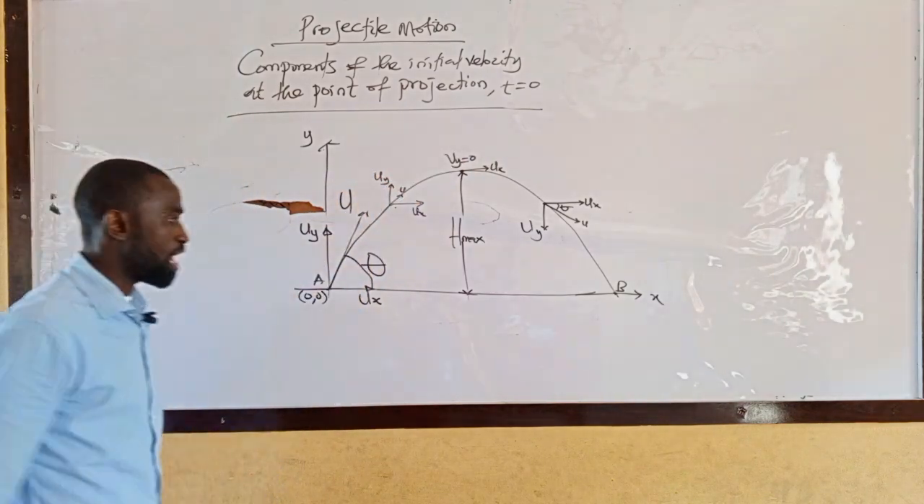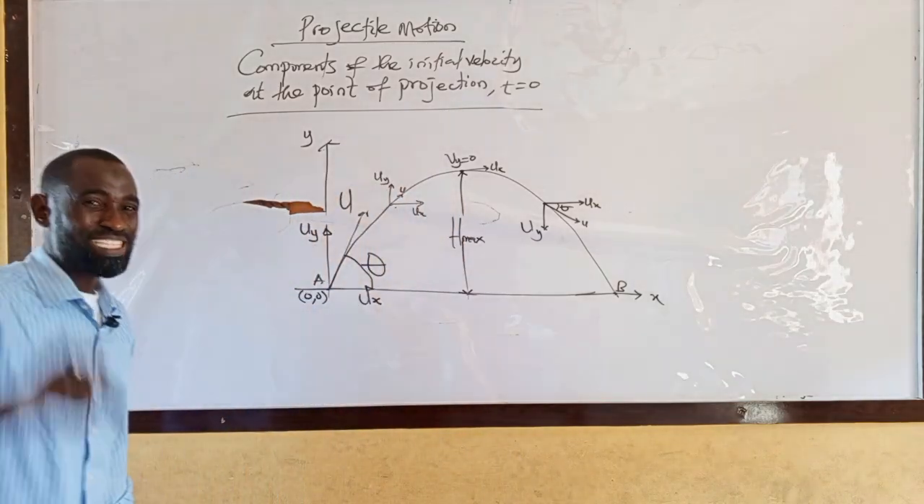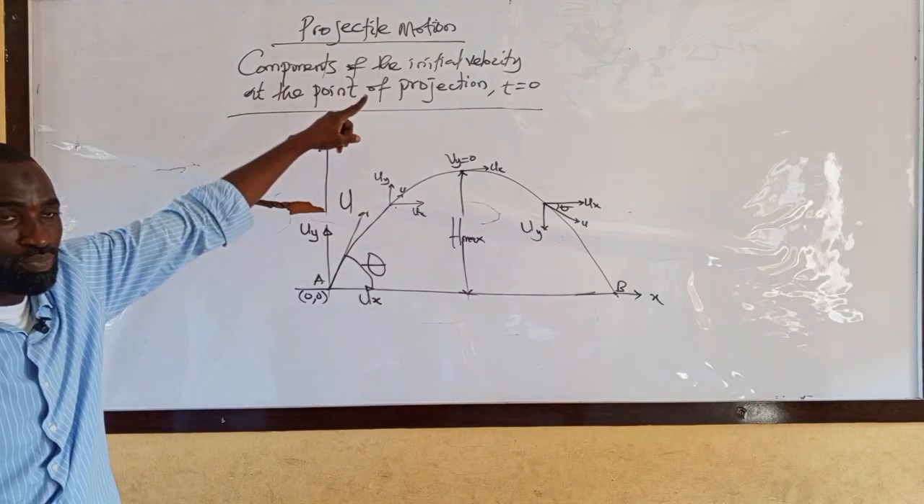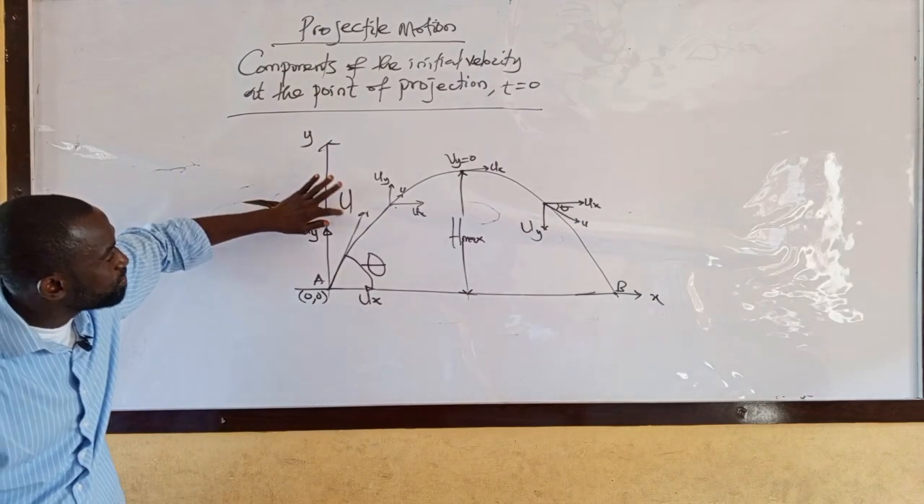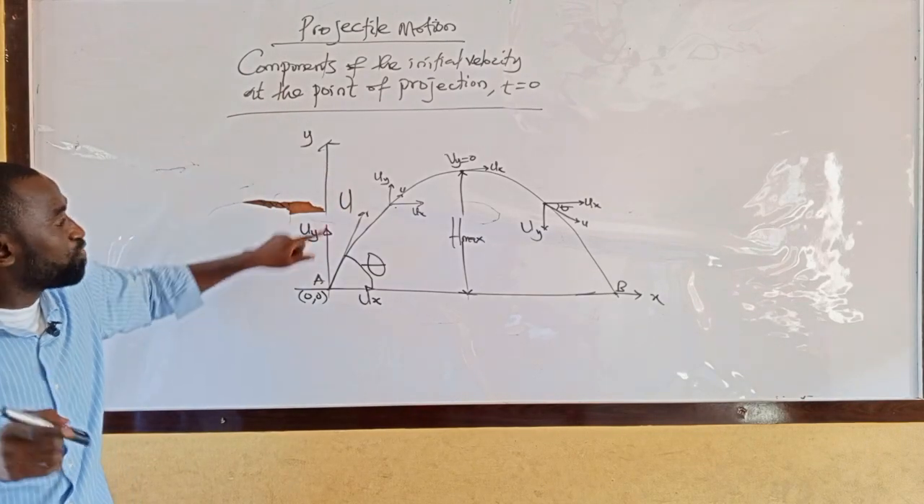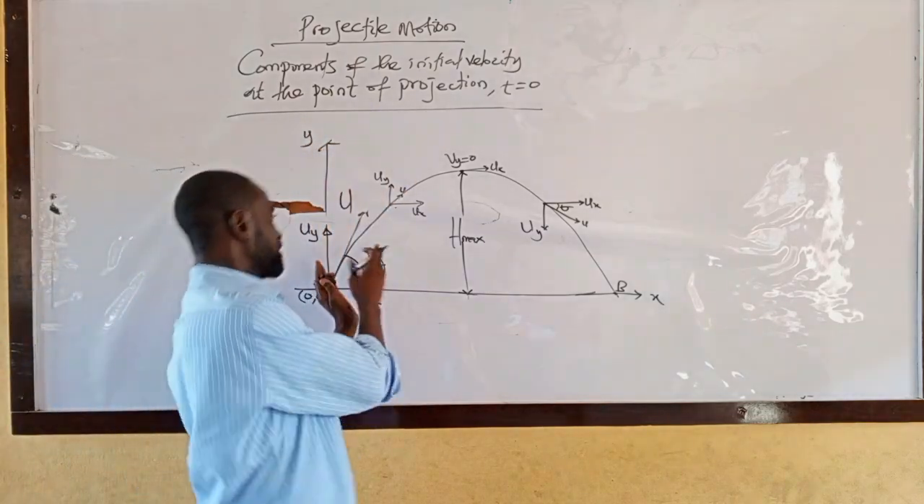So let's bring this structure out. At point t equals 0, this is the point of projection. We must resolve this one into components. Expression of this initial velocity will start at point t equals 0. So let us bring this shape out.